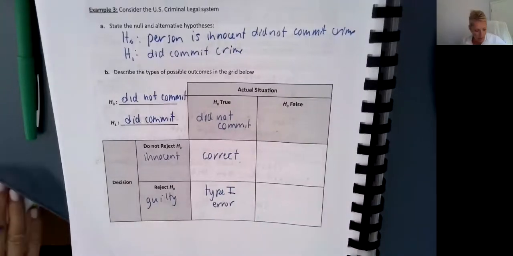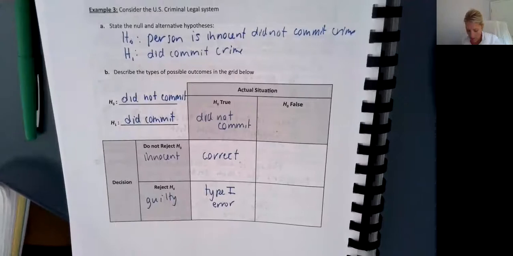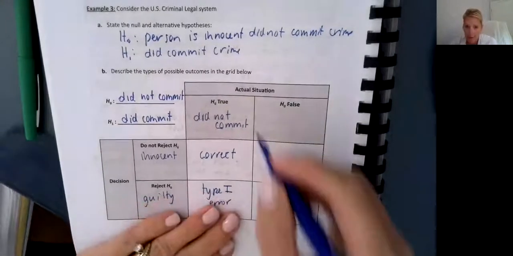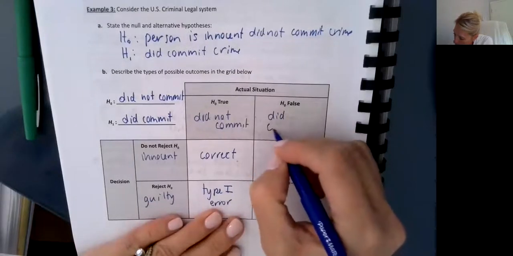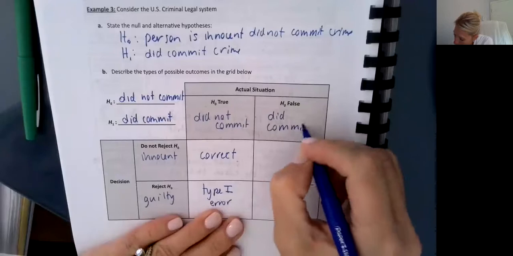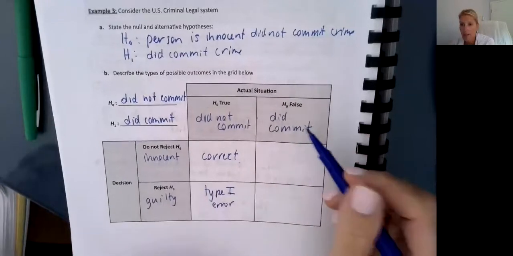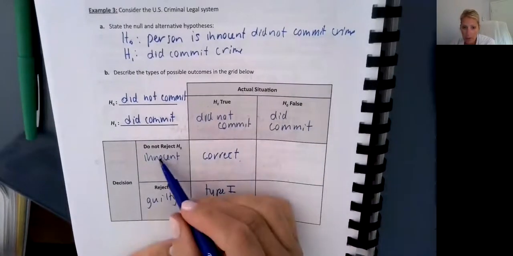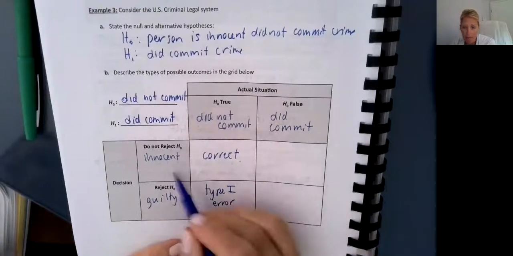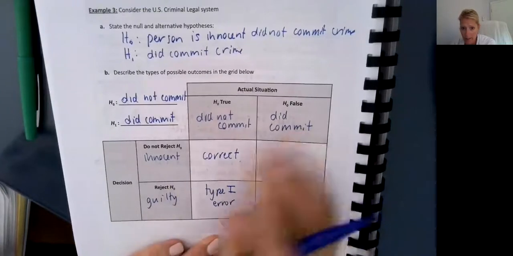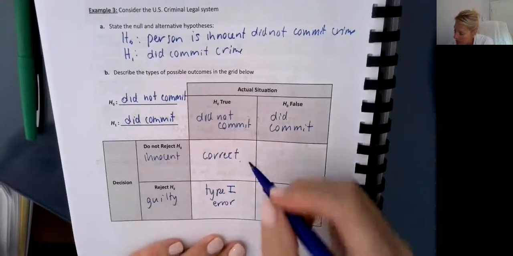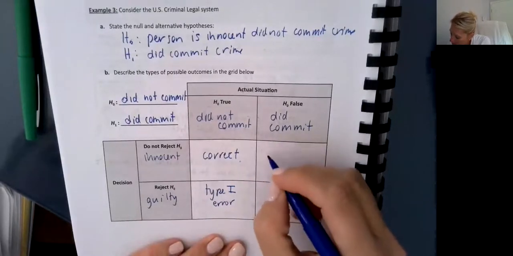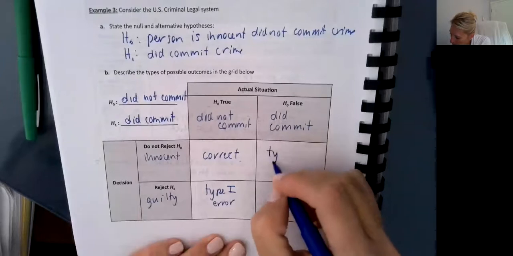Now let's look at the other possibility, H0 is false, so they did commit the crime. Let's say they did commit the crime, but the jury said they were innocent. That's not good either, right? They actually committed the crime, but the jury said they're innocent and they go free, even though they were guilty. So not good. This is bad. This is a type 2 error, beta.